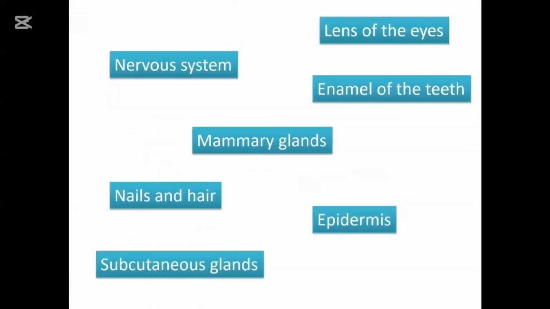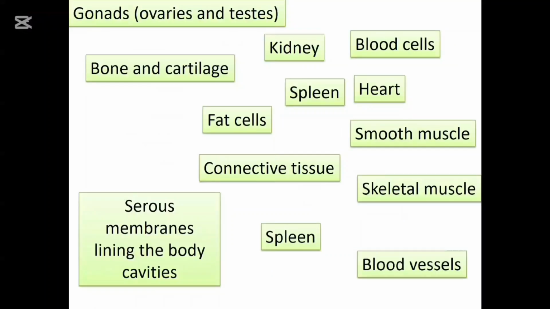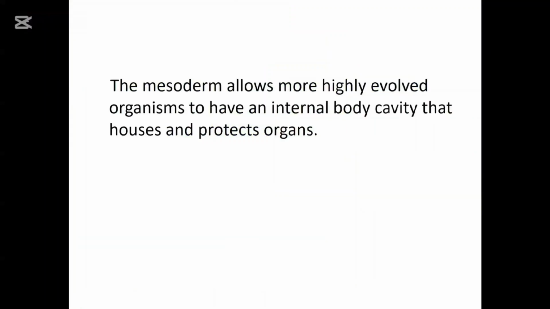The ectoderm will give some structures like the enamel of the teeth, the nervous system, a big part of the skin, epidermis, nails and hair, subcutaneous glands, lenses of the eye. The mesoderm will give the heart, the muscle, the bone, blood cells, fat cells, spleen, blood vessels, serous membranes of the lining of body cavities, and the gonads.